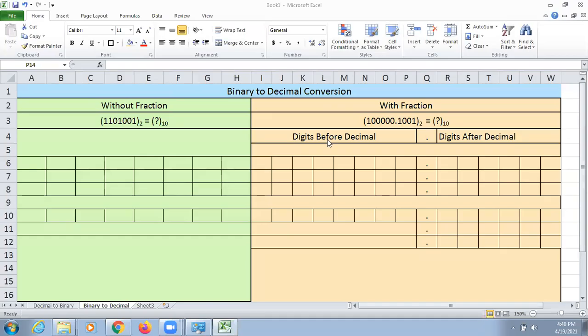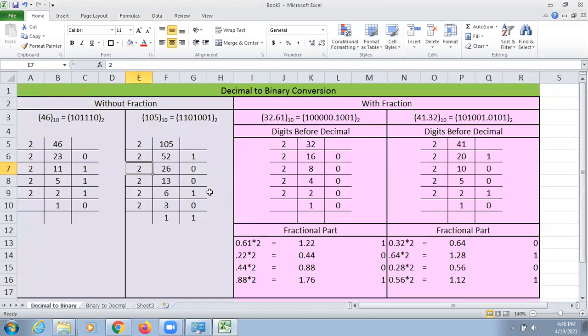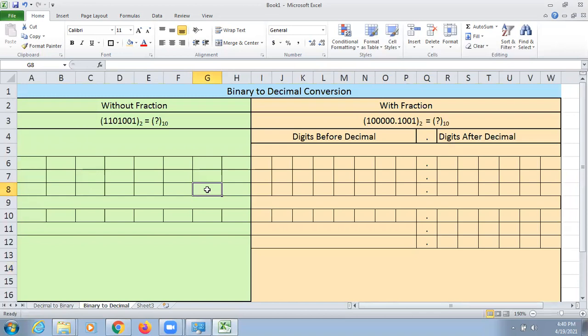Good morning, everyone. In the last class, we have already learned how to convert a decimal number into a binary number. By dividing it by 2, we can convert the part before the fraction, or if a number is without fraction, you can simply divide it by 2 and convert it into a binary number. And for the fractional part, you can multiply by 2. Now this time we have to understand how to convert a binary number to a decimal number.